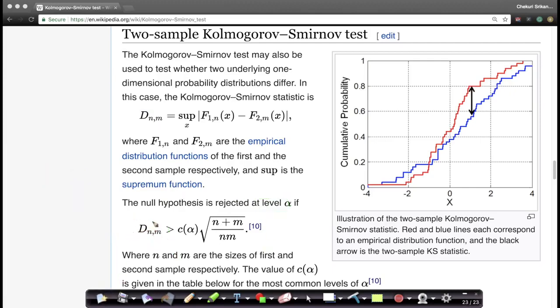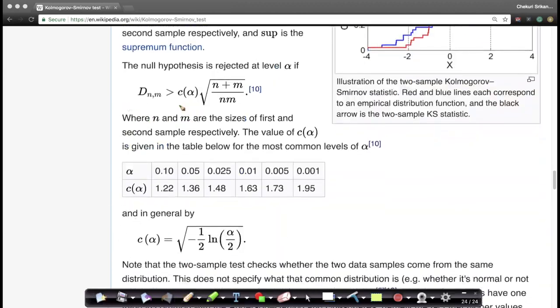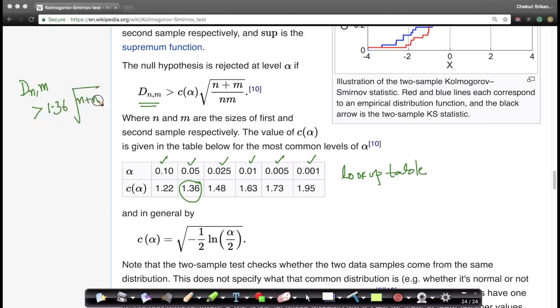It says that if your DNM is greater than C alpha times the square root of (n plus m) by nm, you reject the null hypothesis. Now, you might ask, what is C alpha? Let's go down and see. There is a table for C alpha. If your alpha is 10%, 5%, 2.5%, 1%, 0.5% or 0.1%, there is a value of C alpha. This is called a lookup table. Given an alpha, I can look up the value of C alpha. After a lot of research, Kolmogorov and Smirnov said that if your alpha is 5%, then your C alpha from this table is 1.36. So if your DNM is greater than 1.36 times the square root of (n plus m) by nm, then you reject your null hypothesis.